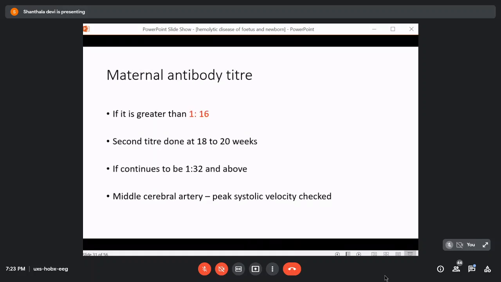If the maternal antibody titer is greater than 1 in 16, we need to repeat the titers more often. So it is done at around 18 to 20 weeks, and if it continues to be 1 in 32 and above, further investigations for the fetus need to be done. What is the most non-invasive investigation which can be done? It will be the middle cerebral artery Doppler, which looks at the peak systolic velocity in the middle cerebral artery.